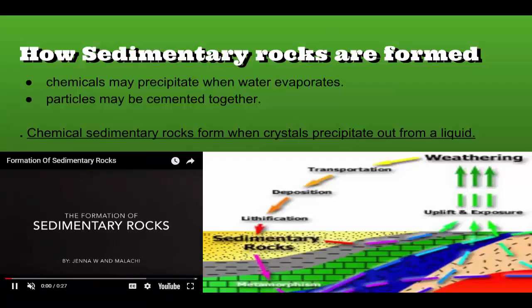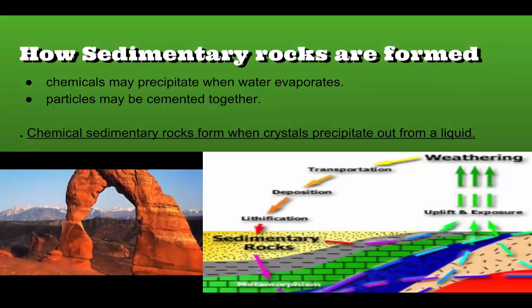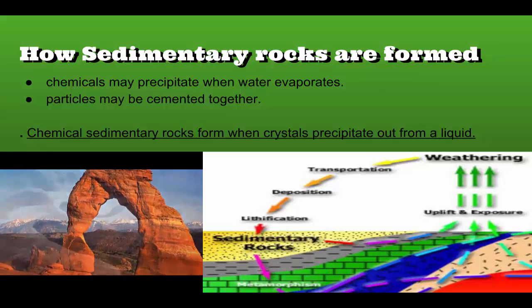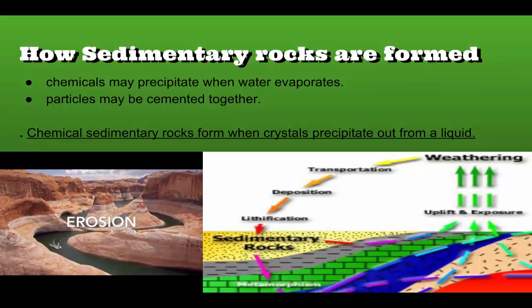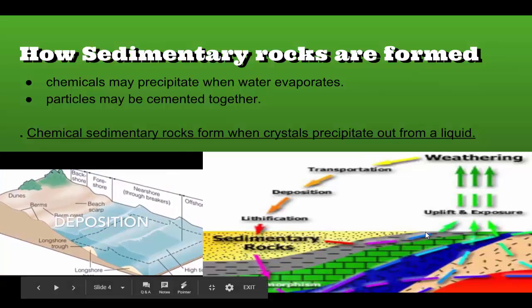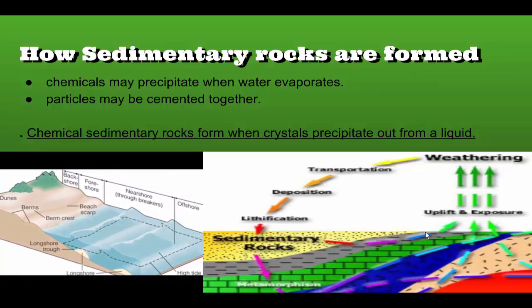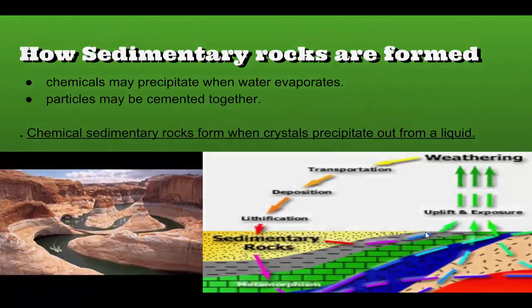How sedimentary rocks are formed. Chemicals may precipitate when water evaporates. Particles may be cemented together. Chemical sedimentary rocks are formed when crystals precipitate out of a liquid, like water evaporating, such as in salt water, and then the salt would still be left there after the water has evaporated.